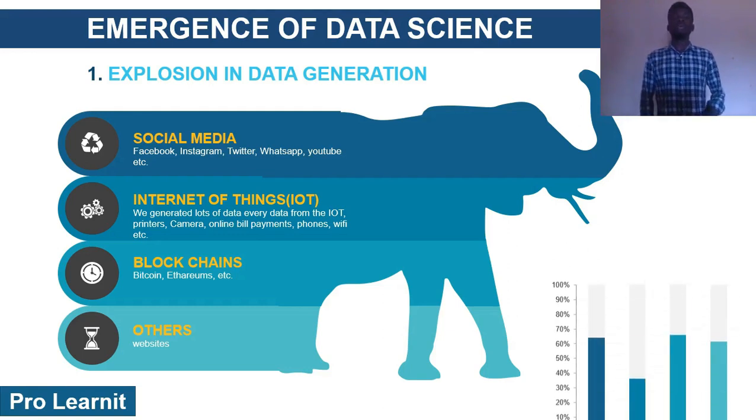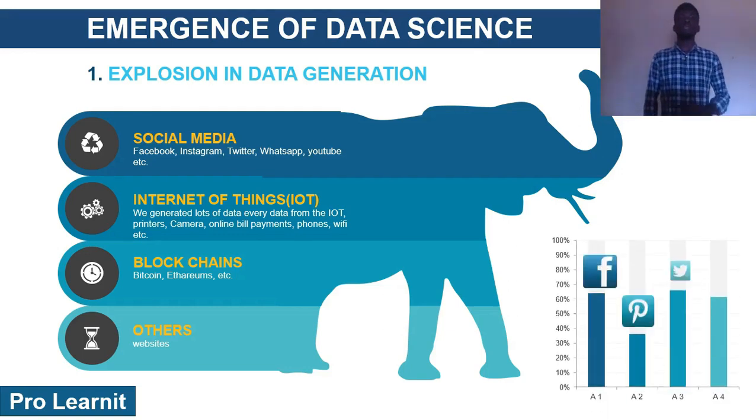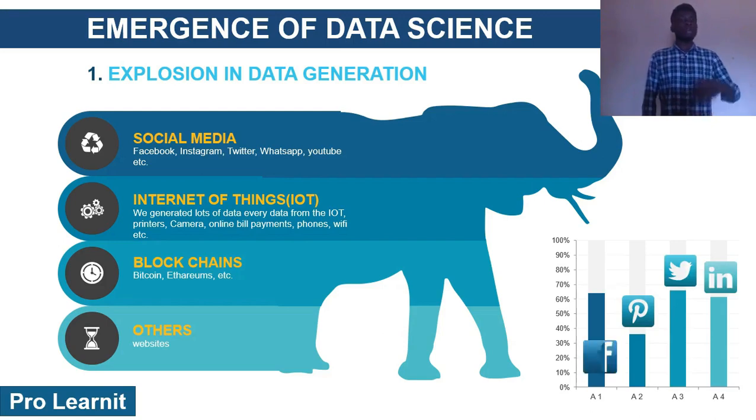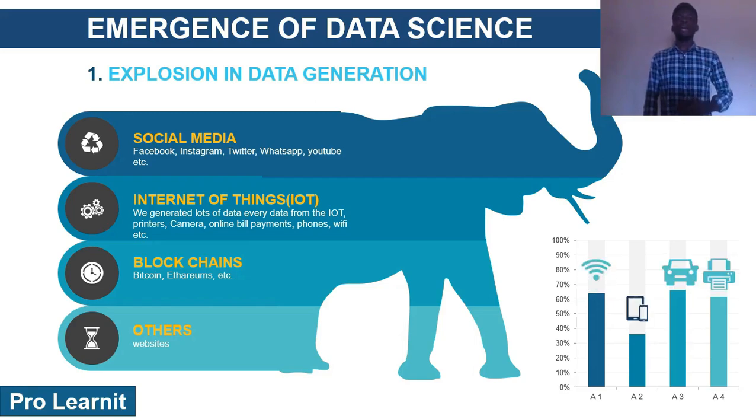Alright, so from social media, the moment you send messages on Facebook, Pinterest, Twitter, Instagram, name them, you're already generating data. If you go over to the Internet of Things, once you pay your bill online, we're talking about our webcams and cameras, we're talking about other sources, your Wi-Fi, your cars, all these things generate data. Some other examples are blockchains. We talk about Bitcoin, we talk about Ethereum, etc. All of these generate tons of data.